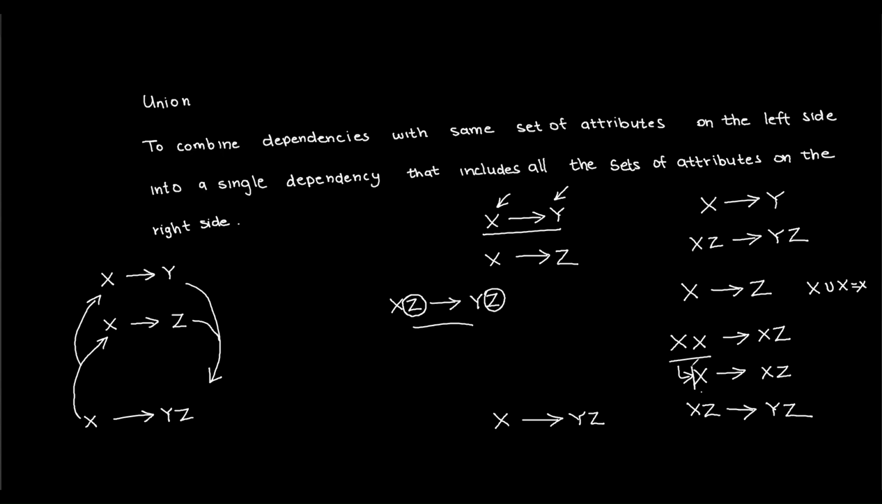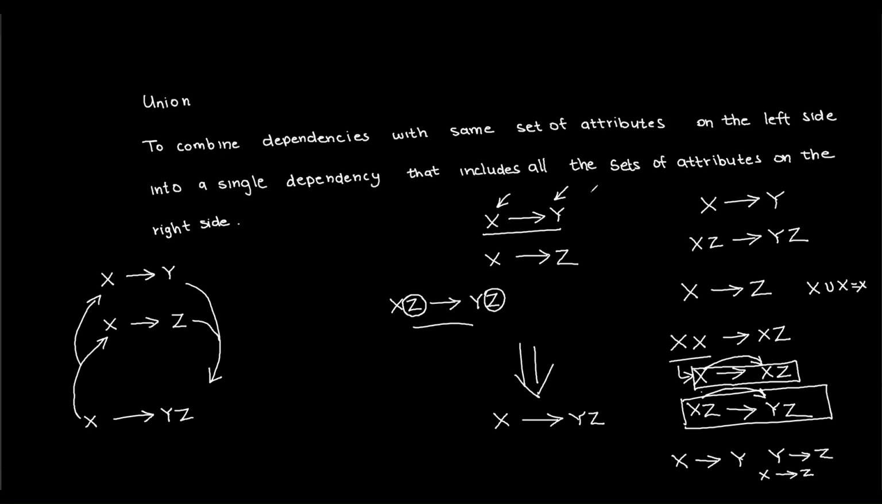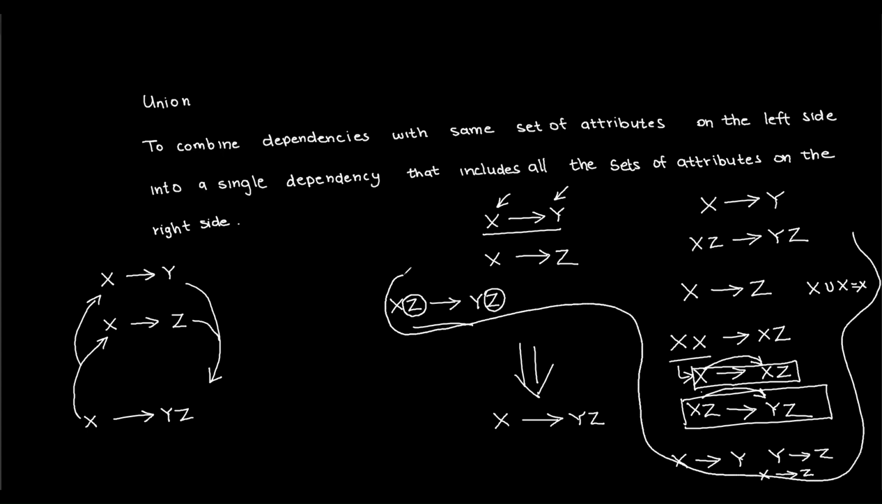Surprise, surprise, we can use the transitivity rule here. How? If x functionally determines y and y functionally determines z, we can say x functionally determines z. Here x functionally determines xz, xz functionally determines yz. So we can say x functionally determines yz. Instead of going to all this trouble, you can directly apply this. This is what we call the union rule, the union axiom in Armstrong's axioms.